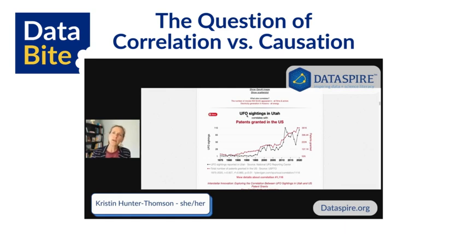Like UFO sightings in Utah correlates with patents granted in the United States. So over time, the number of patents granted in the United States has increased from the 1970s to the 2020s. In that same time frame, the UFO sightings in Utah have also increased over that time scale.